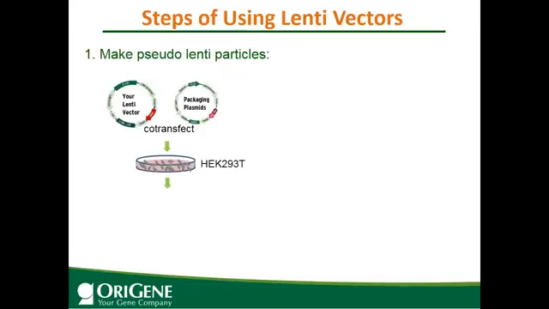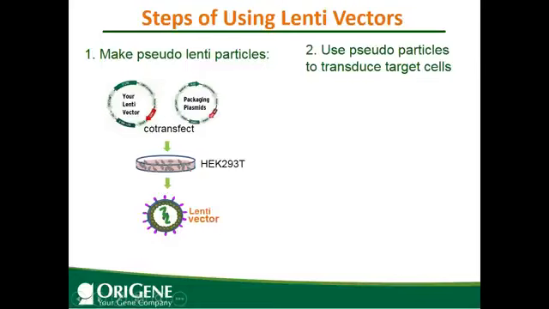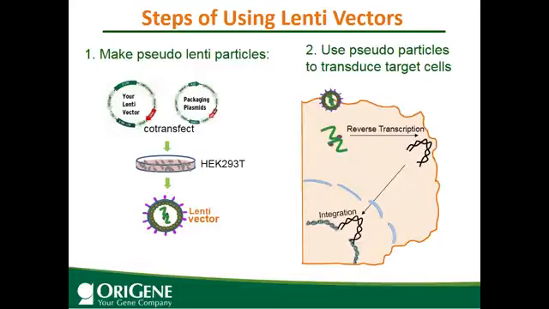So this is a summary slide about the steps of using lentivectors. First, you make pseudo lentiparticles: do a co-transfection with your lentivector and the packaging plasmid mix into HEK293T cells. Two days later, you will have pseudo particles that only contain your lentivector. And then you use your pseudo particles to transduce your cells.